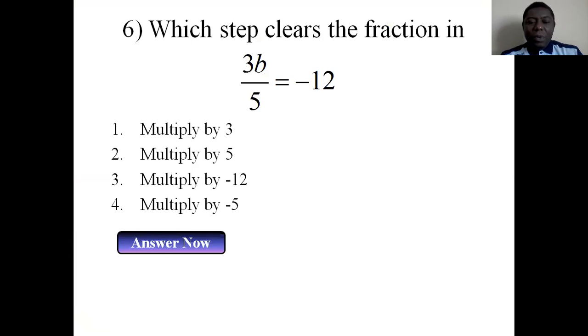All right, so here we have a little equation to do, right? So just take a look at it and let us try to discuss it. We have 3b over 5 equal to minus 12. What do you think can be the answer? Or what is going to be our first move?